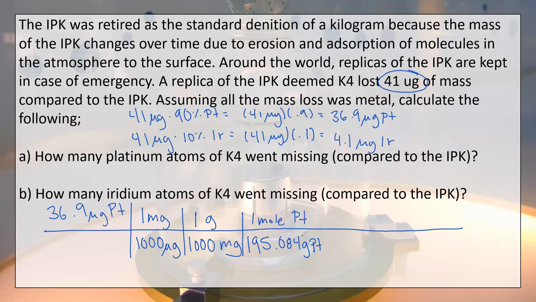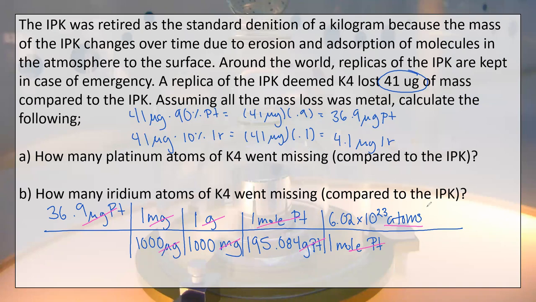Now I'm in moles, so we have to use good old Avogadro. So 1 mole of platinum is 6.02 times 10 to the 23 atoms. And then I'm going to go, just as a check for myself, through my ladder and cross out micrograms platinum, micrograms, milligrams, milligrams, grams, grams, moles, moles. I'm at atoms, so I'm where I want to be.